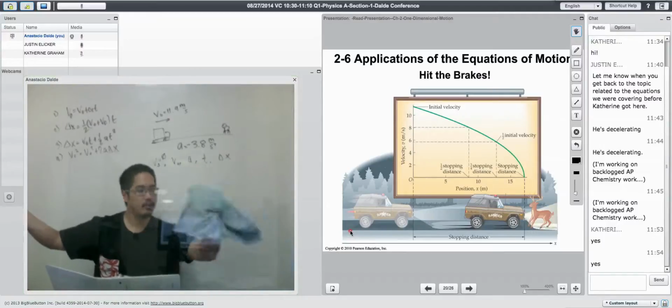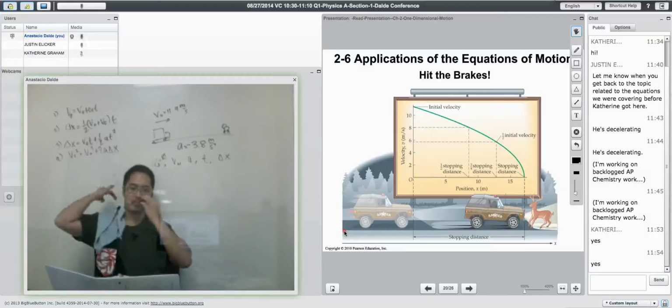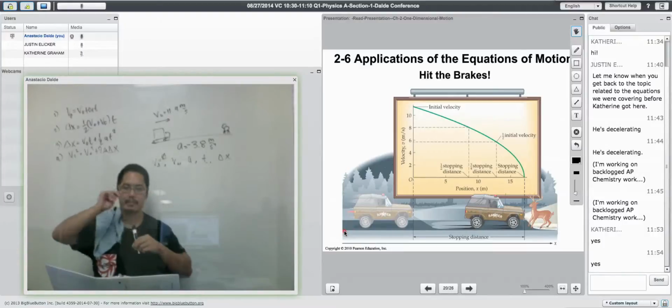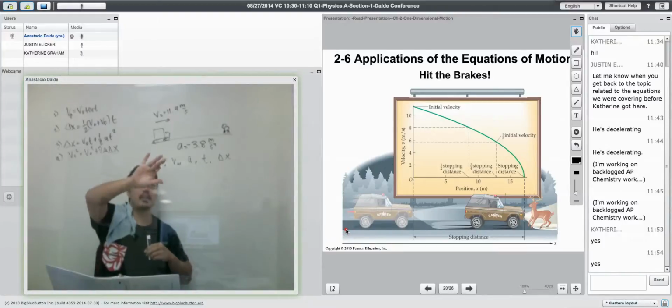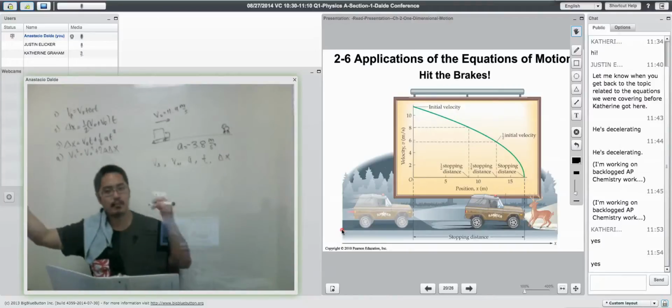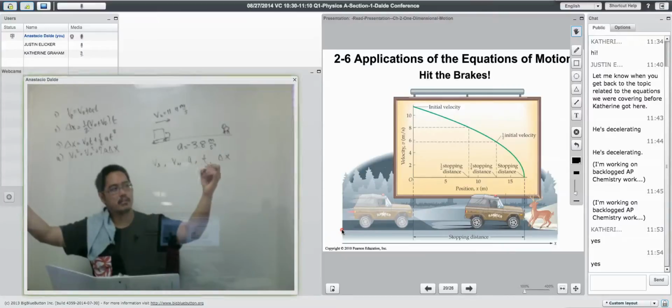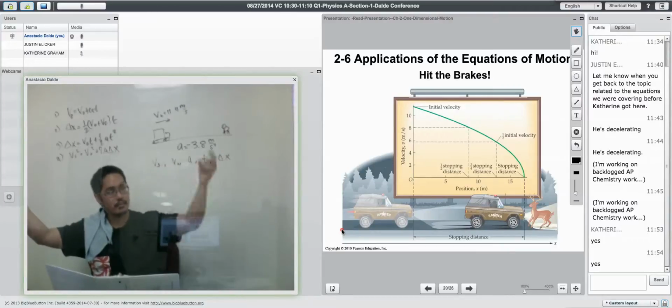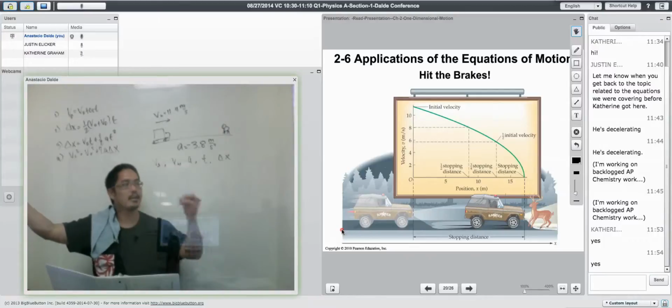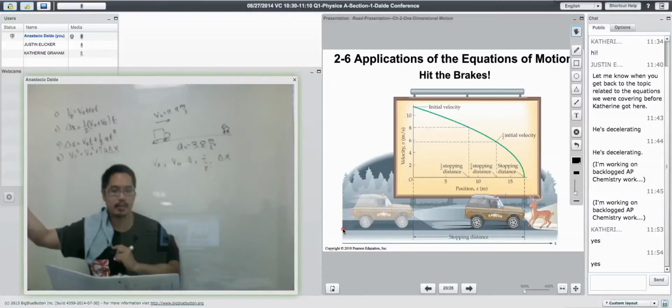Part B of that same problem is saying, okay, well, how long did it take? So, how long did it take for him to stop? Well, okay, fine. I want to figure out what t is, so that's my question mark now.